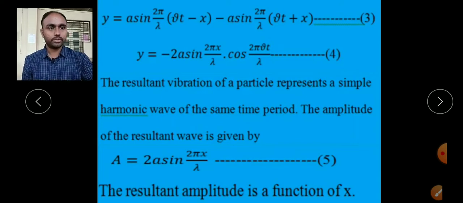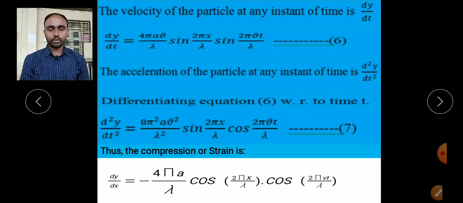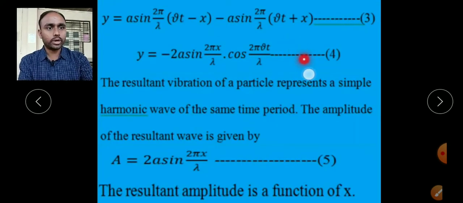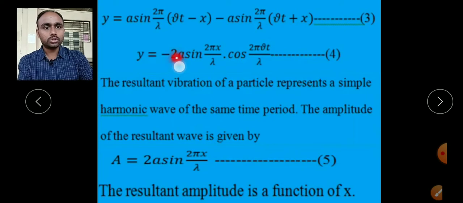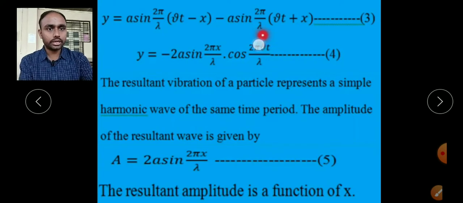I already told you the amplitude is only a function of x, and the function of t is the wave part. Right. So once you have y, that is displacement, you can find the velocity simply by differentiating it with respect to time. So do the same: dy by dt is the velocity, and y is equation 4. Differentiate this with respect to time. Here minus 2a sin 2 pi x by lambda is independent of time, so only take the derivative of the cos. Since the derivative of cos is minus sine, this minus and the earlier minus become plus.